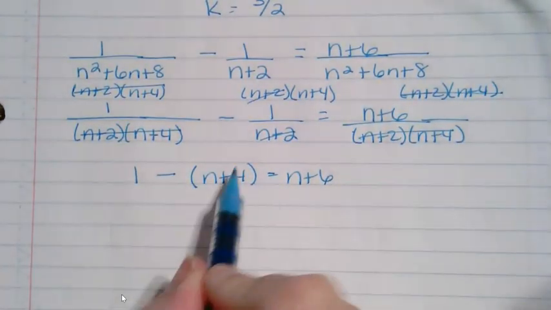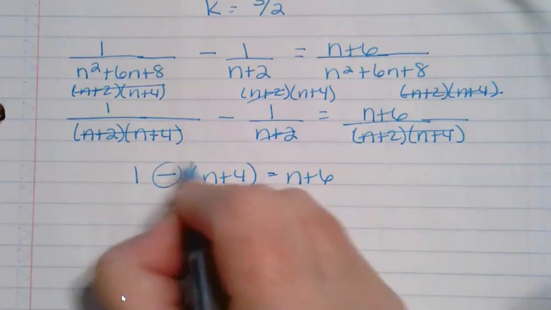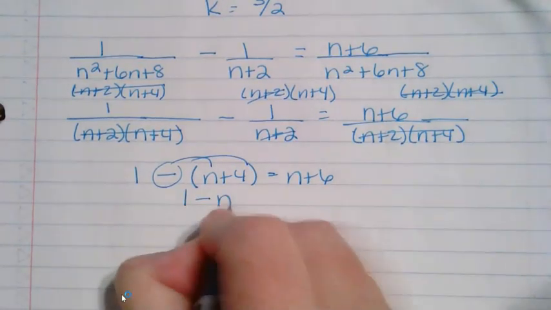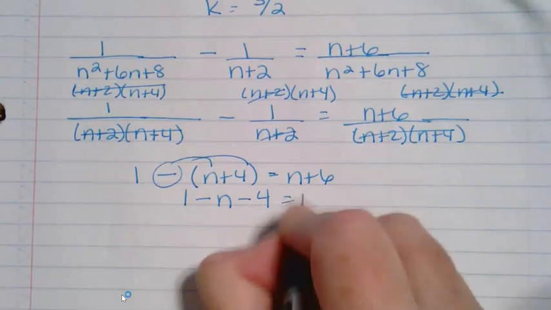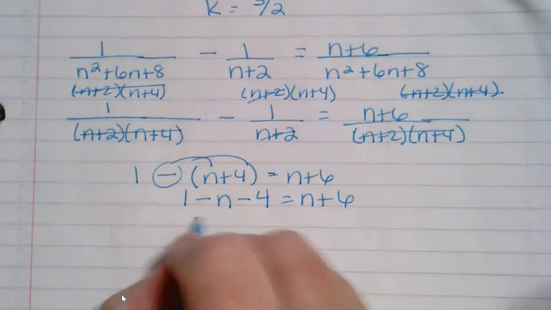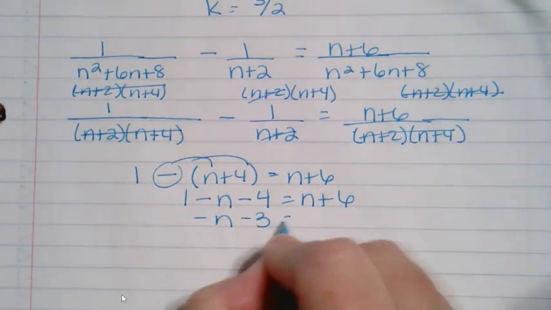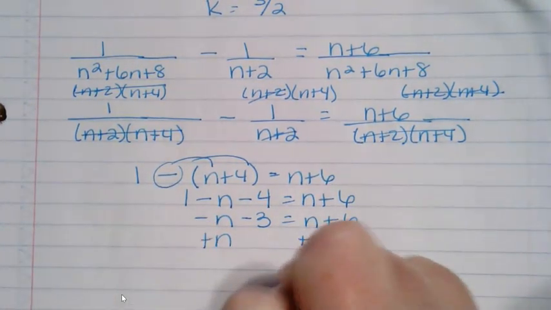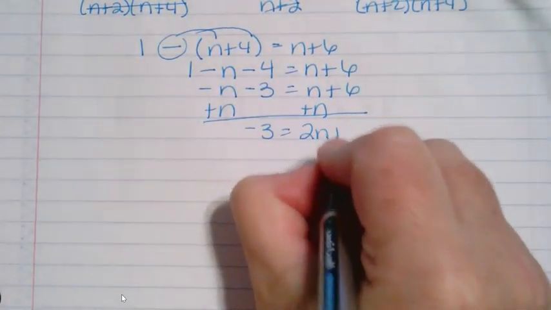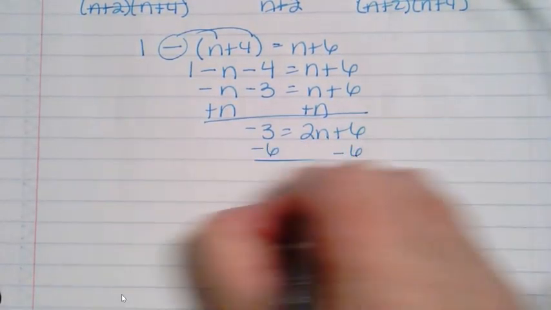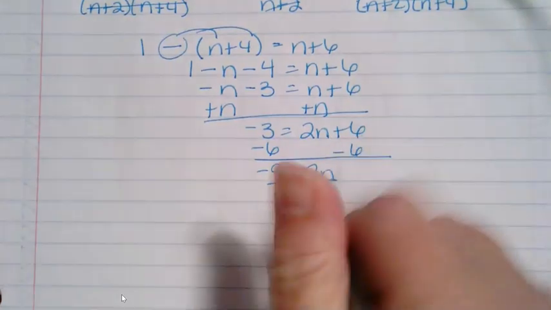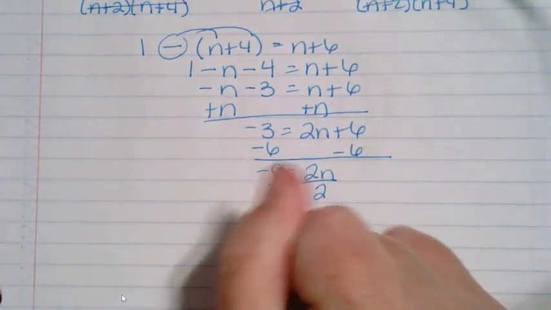I did this with the parentheses here because what we're going to have to do is take this negative and get it to both the terms inside. So this would be 1 minus n minus 4 equals n plus 6. Okay, I'm going to clean this up so we get negative 3 equals n plus 6. I like a positive n, so I'm going to move my n's to this side. Negative 3 equals 2n plus 6. Subtract 6, and I get negative 9 equals 2n. Divide by 2, and n equals negative 9 over 2.